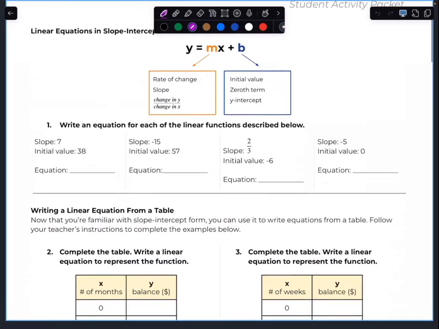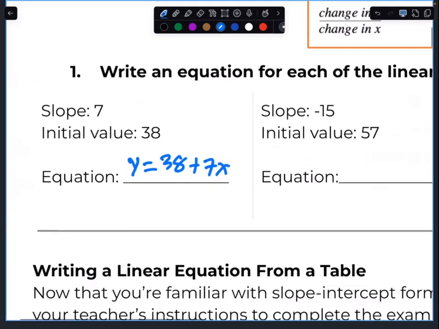So let's get a little bit of practice here writing some equations. If I get a volunteer to help us write these ones right in here. Y equals 38 plus 7x, or 7x plus 38. Okay. We have our initial value, and then we have the slope, which gets our x next to it. Let's write it in y equals mx plus b form on the next one.